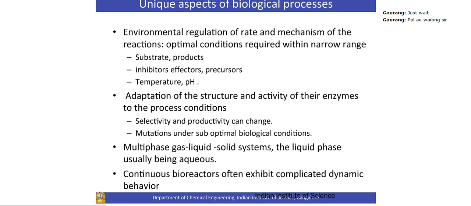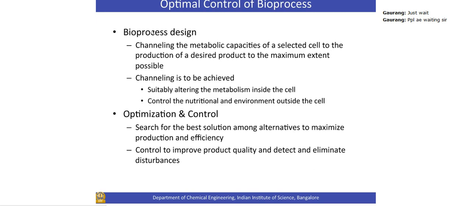Now, as far as this regulation inside the cell, the control of the cell often lends itself to a very complicated and sometimes difficult to control dynamic behavior. For example, you may have a situation where cells may suddenly change from one steady state to another steady state, which may or may not be desirable. So all these aspects make biological processes interesting both from an optimization and control point of view.